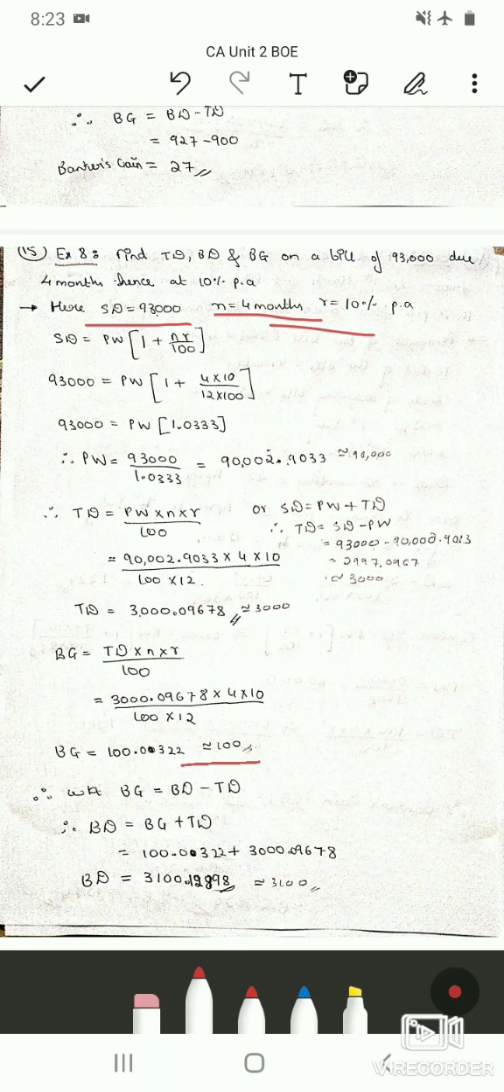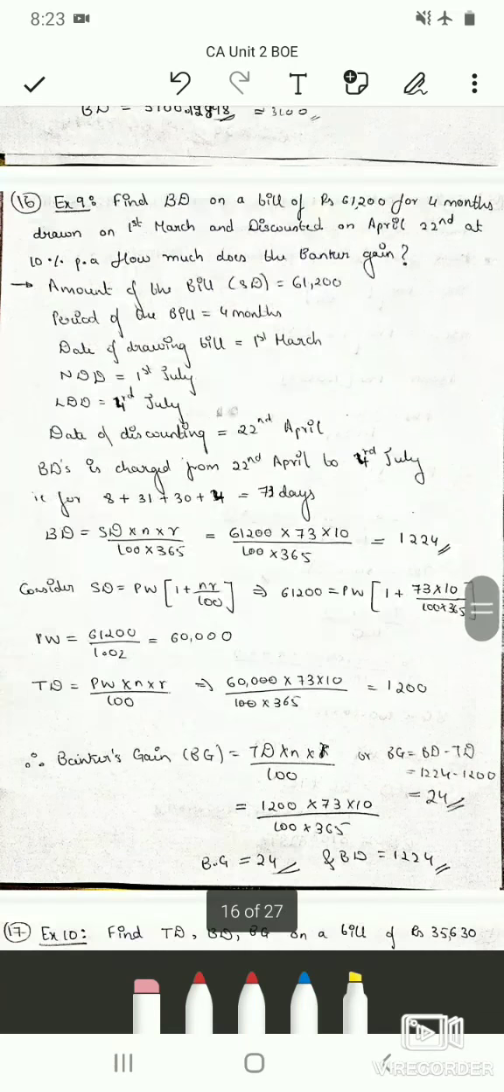So what we have done, first we have found present worth using the sum due given, then we have calculated true discount, then banker's discount can be found using the formula when all the three terms are known. Then banker's gain is nothing but the difference between banker's discount and true discount, or else we can find out banker's gain first and then find banker's discount.